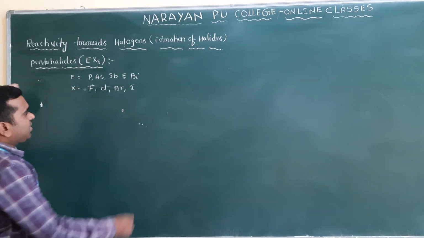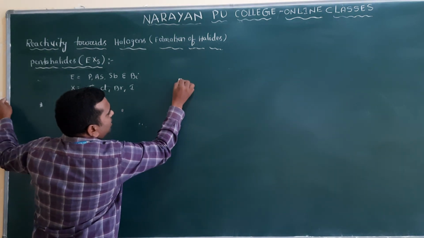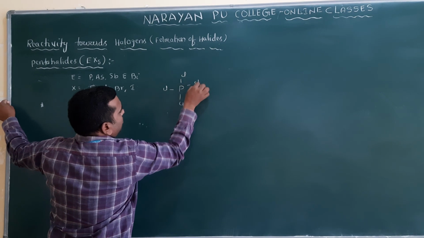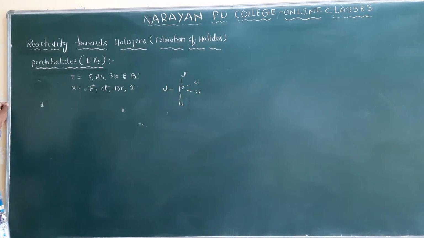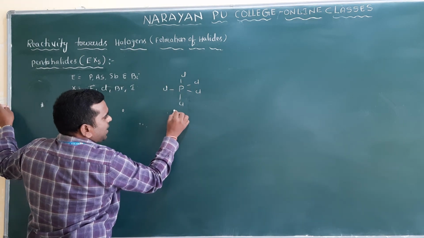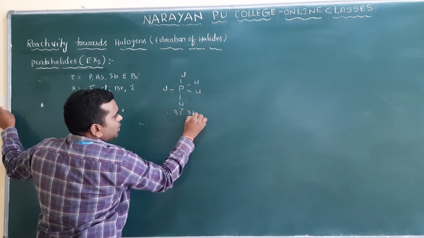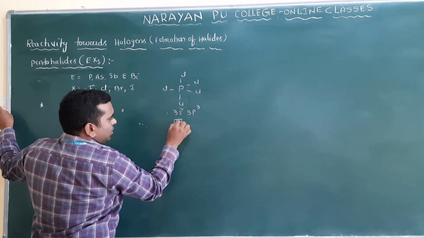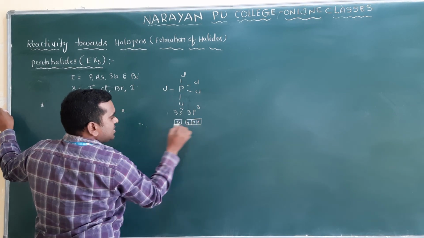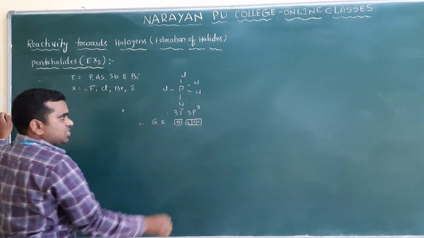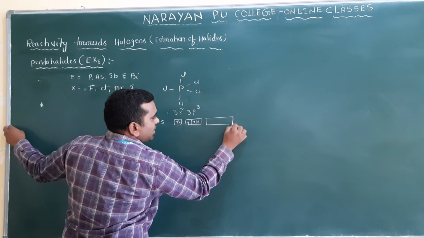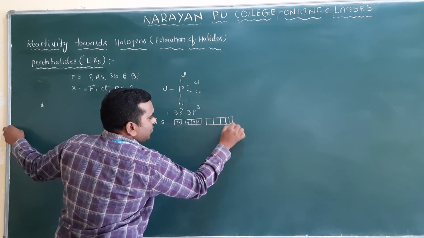Hybridization you have to take. Suppose I take PCl5, with five chlorine atoms around phosphorus. Phosphorus has the outermost ground state electronic configuration 3s2 3p3, with 2 electrons in s and 3 electrons in p. Phosphorus also has empty d orbitals, 5 d orbitals.